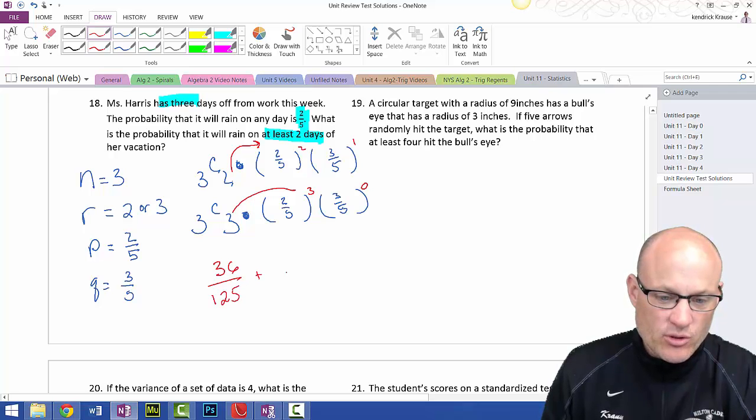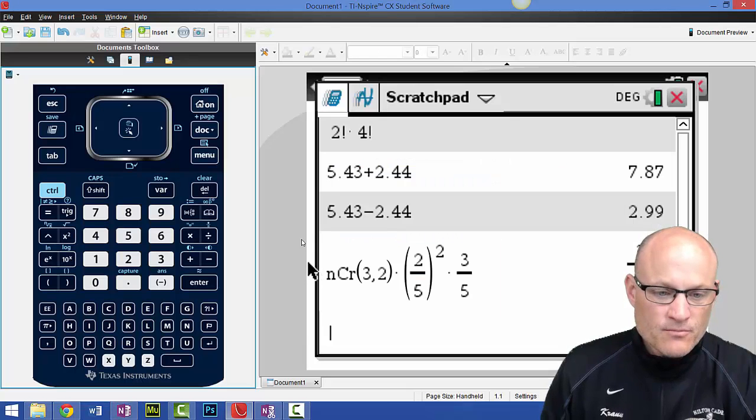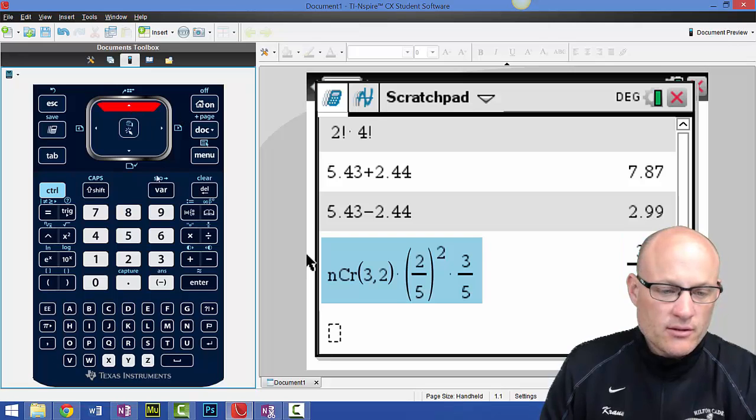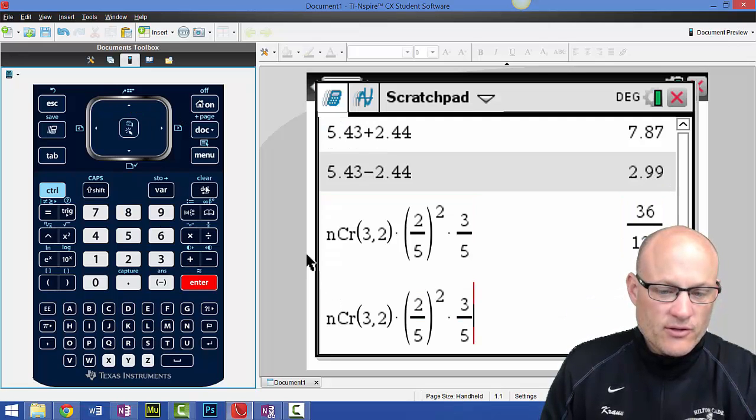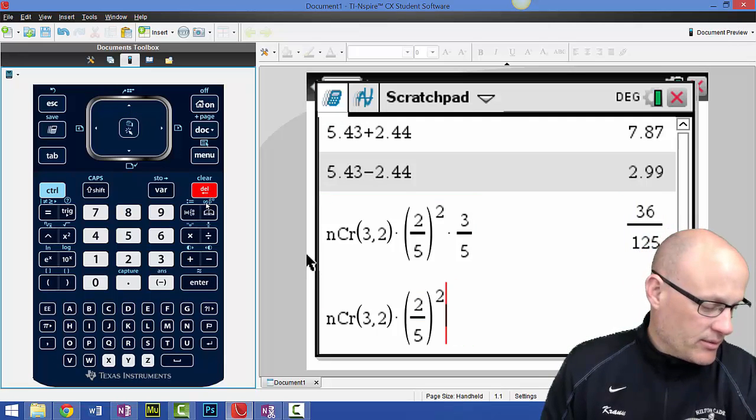And we're going to add to it whatever the second one is. So it's the same thing, except this is to the 0 power, so I don't really need that anymore.